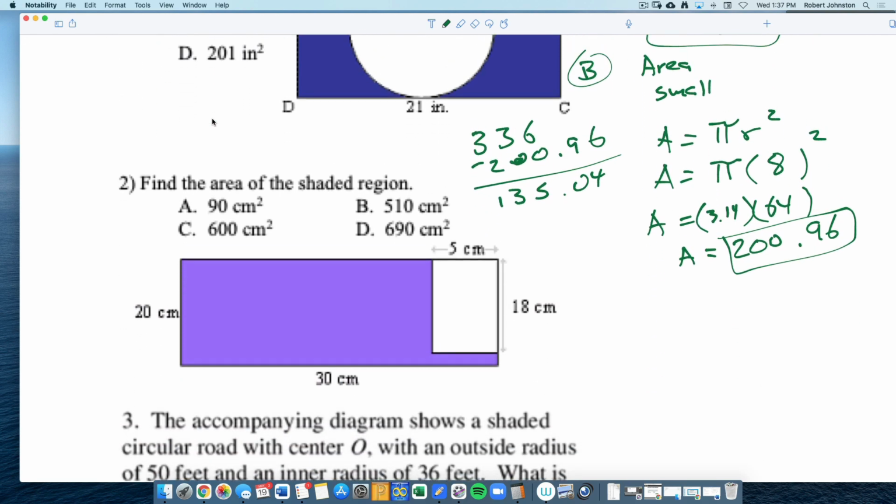Why don't you guys all try 2 on your own? If you're done early, you can do 3. But the nice thing about 2 is it's just rectangles. So find the area of the big one, take away the area of the small one, and you'll have the shaded region. If you finish early, start problem 3. But everyone should have an answer for me in about a minute for problem 2.